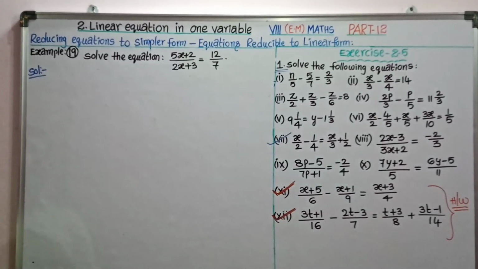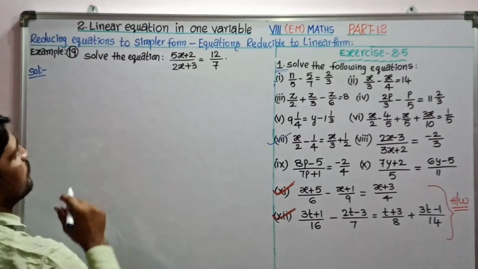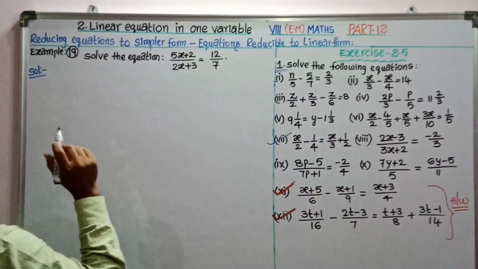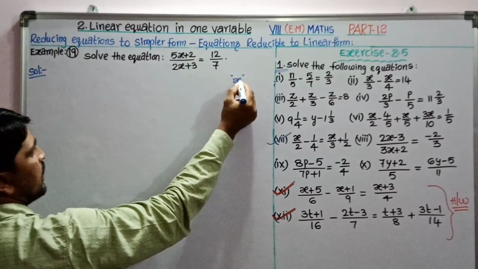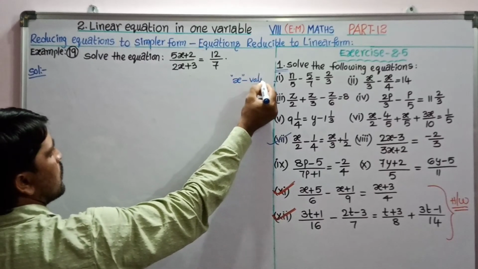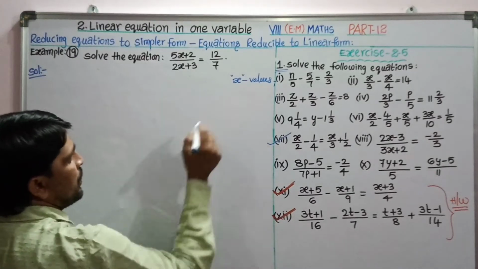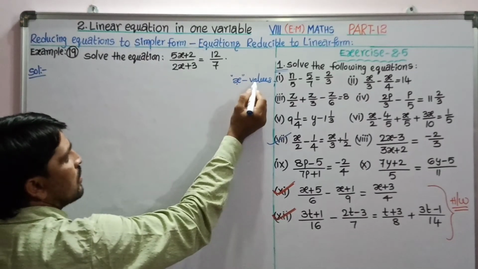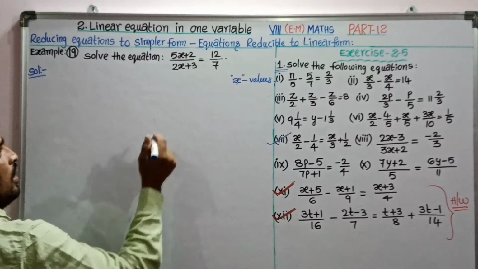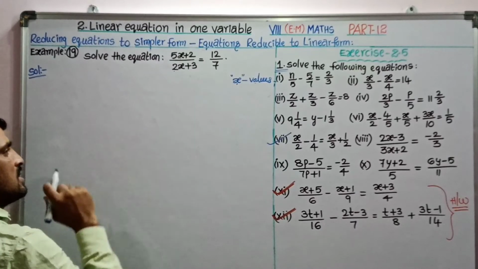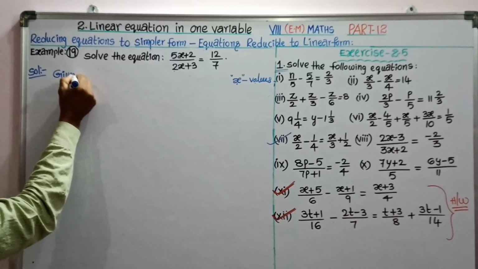Example 19. Solve the equation 5x plus 2 by 2x plus 3 equal to 12 by 7. Since x is a variable, that means it takes values. So variable x is nothing but a numerical value. As x is a number, 5x plus 2 is also a number, and similarly 2x plus 3 also represents a number. So write down the given equation.